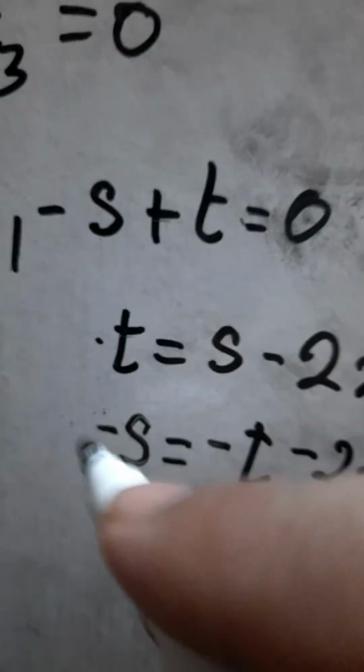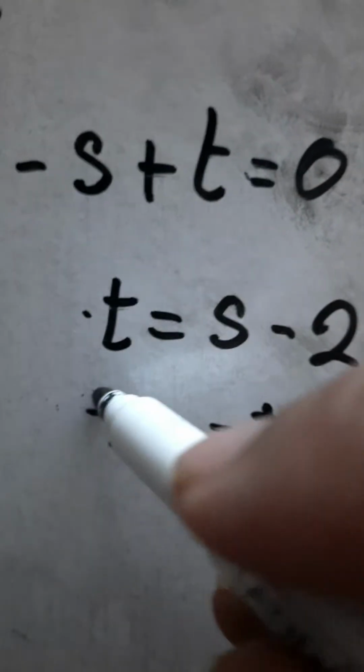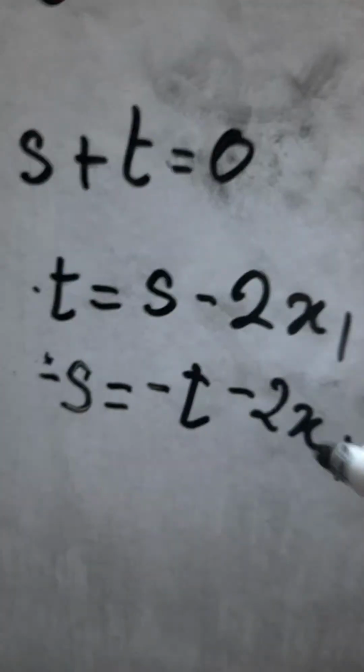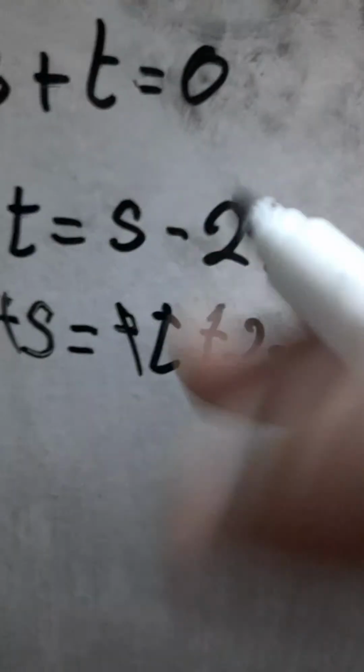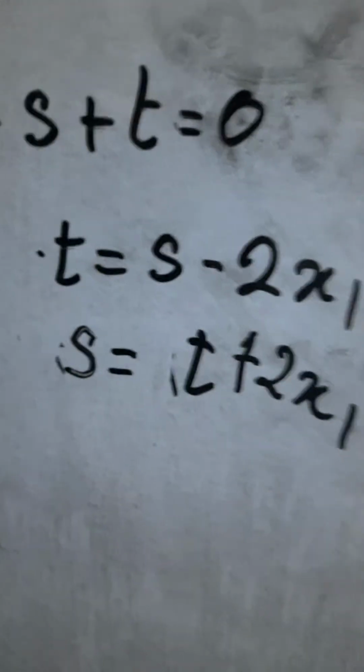Since here is minus and we want plus sign to make our calculation convenient, we would multiply the whole equation by minus 1. Since this is a common multiplication on the left hand side and right hand side, it is the same, it is balanced. So we can do that. So let's multiply by minus 1. This minus cancels, and this becomes plus. Let's erase this, and we got s equal to t plus 2x1. But is this right? No. Let's go. Let's see what's ahead.